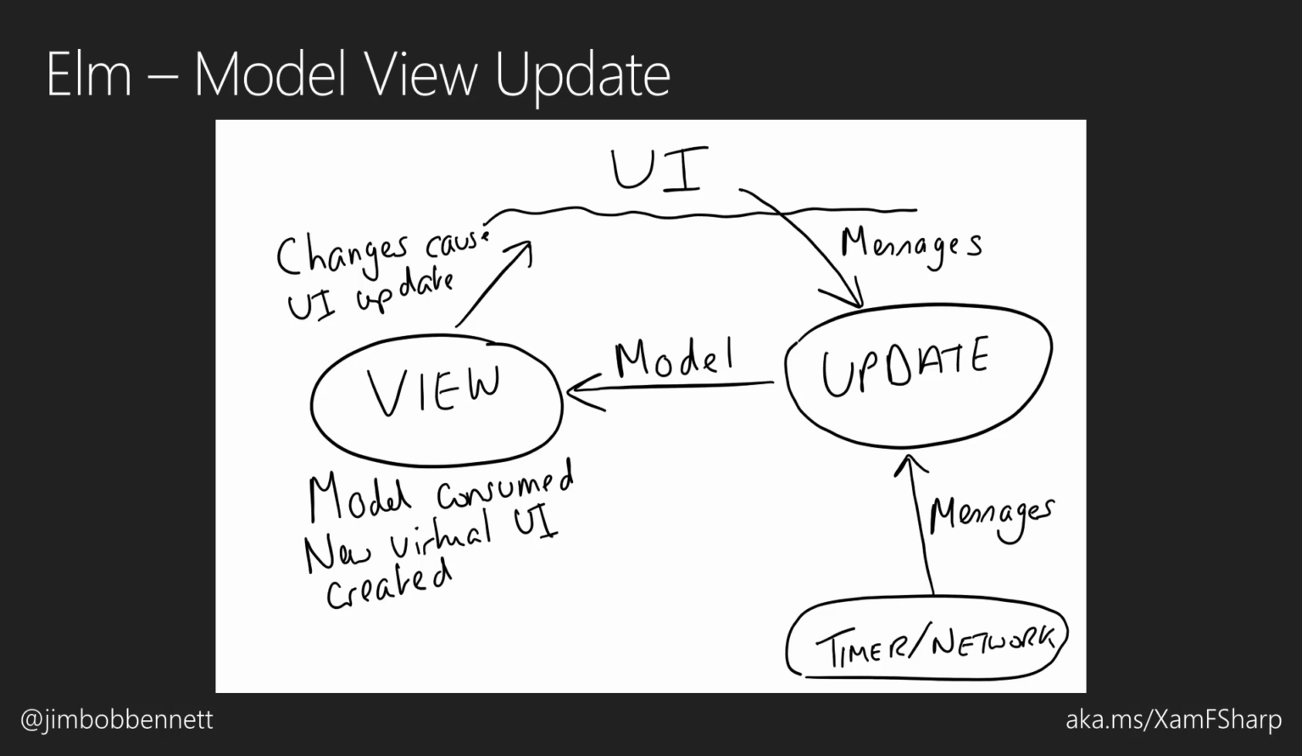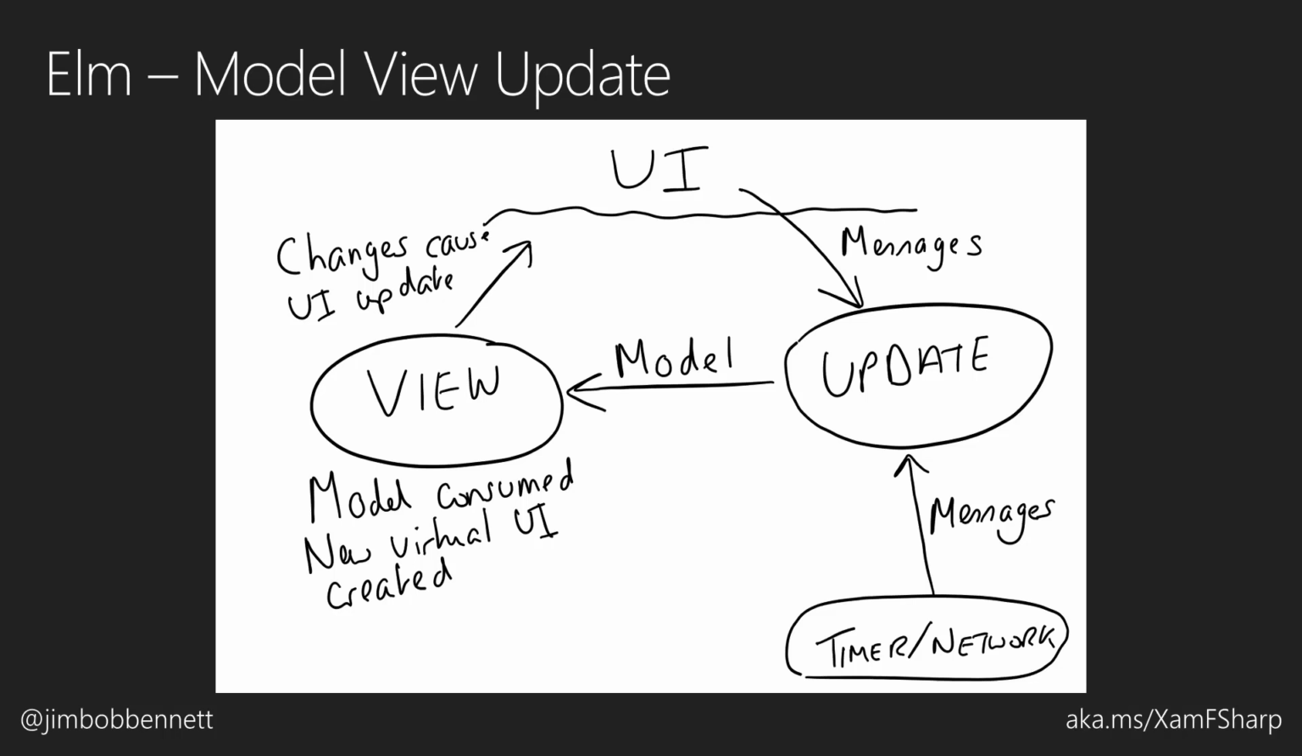But the way it does this is slightly different to what C# developers think when we think of things like model, view, view model. With model, view, view model, the model is an object. It is a class. It has properties. It has methods. The view model is a class. It has properties. It has methods. And the view is a class. It has properties. It has methods.